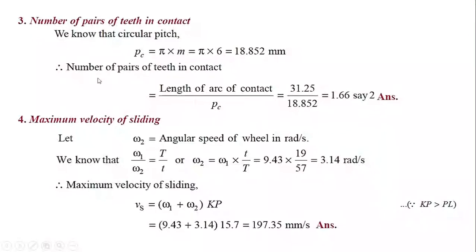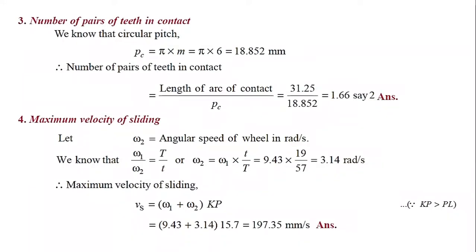Okay, next one is number of pairs of teeth in contact. Number of pairs of teeth in contact is nothing but contact ratio. Contact ratio equal to length of arc of contact divided by PC. PC is the circular pitch, which is nothing but pi into m. Here m, the module, is 6. So PC equal to 18.825 millimeter. Apply both the values into this formula and we will get the value of contact ratio. Here the contact ratio is 1.66.